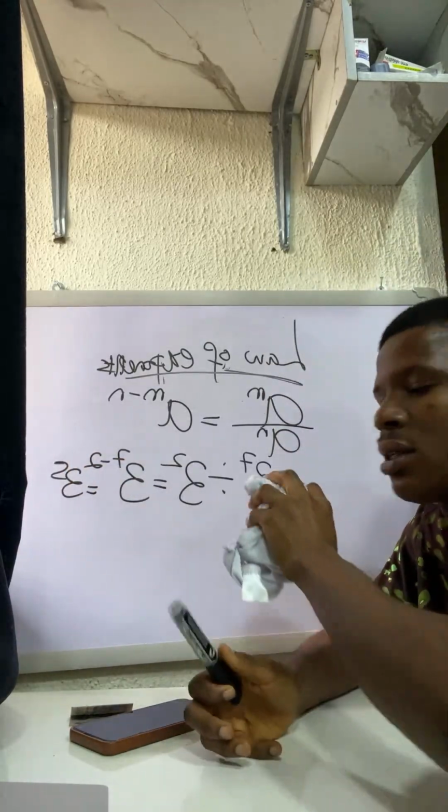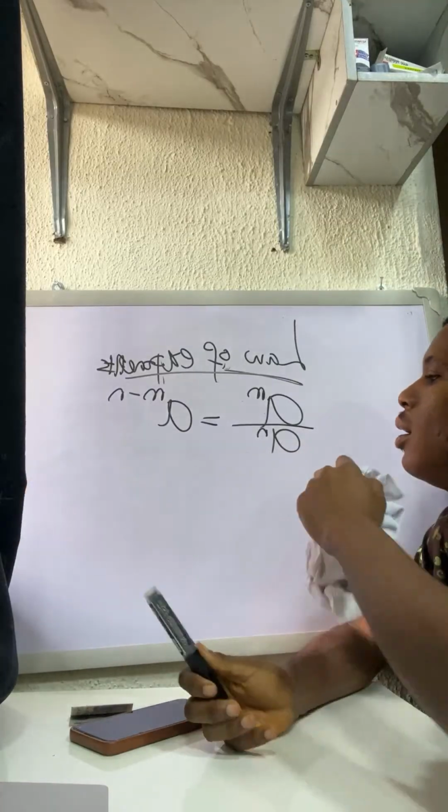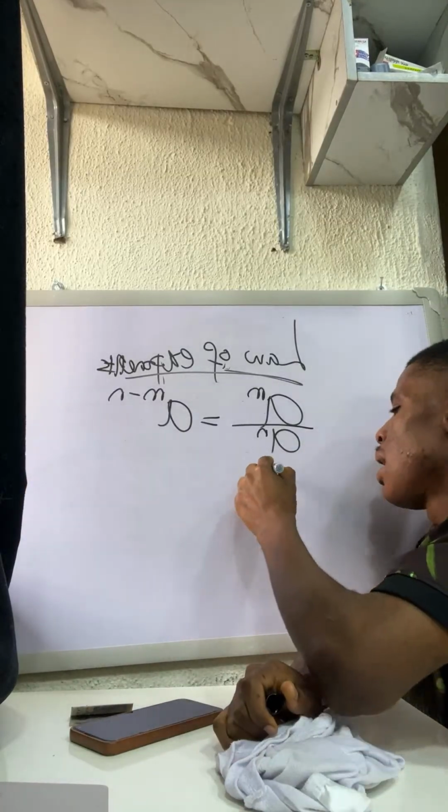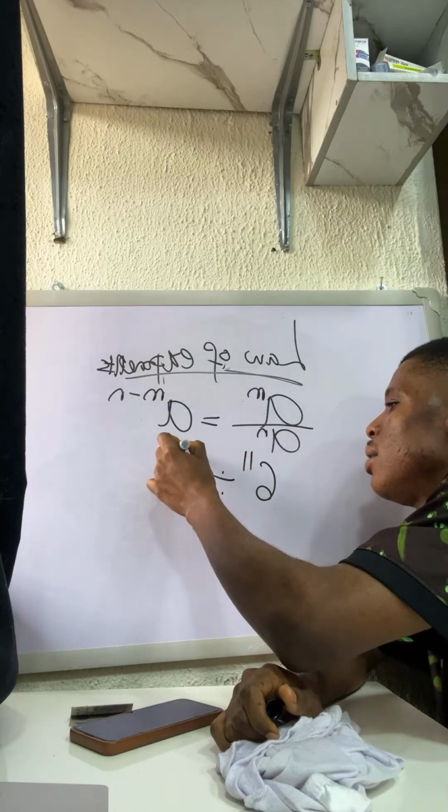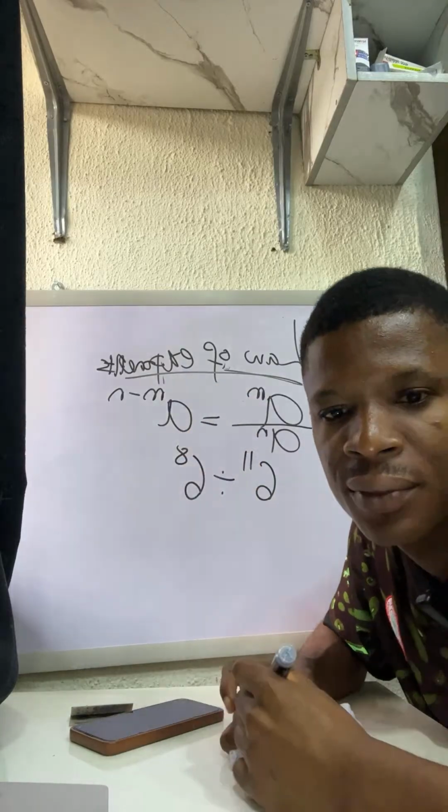Let's try another one together, okay? Let's look at the next one. We have 6 power 11 divided by 6 power 8. Okay, can you try that?